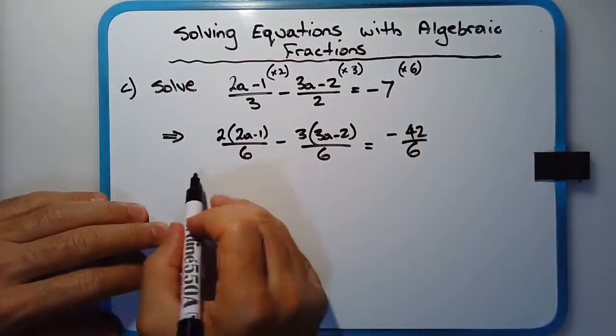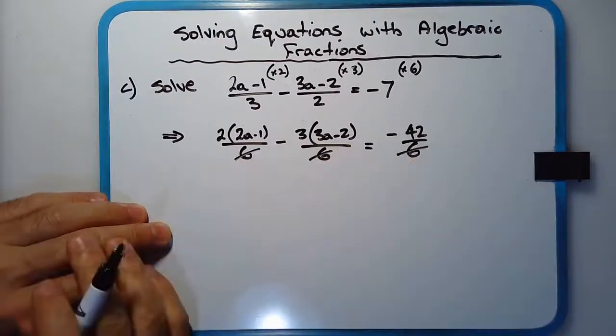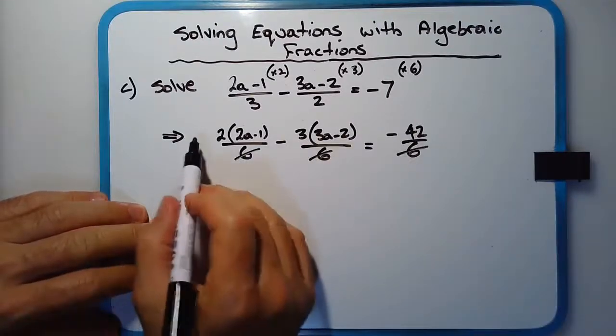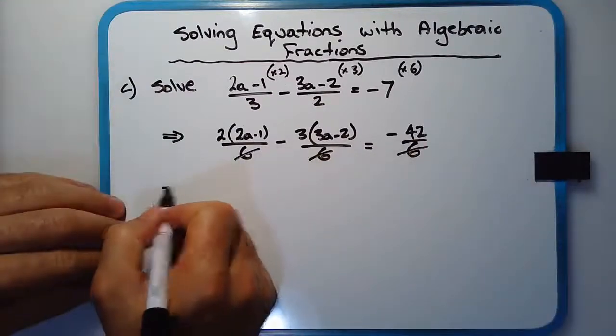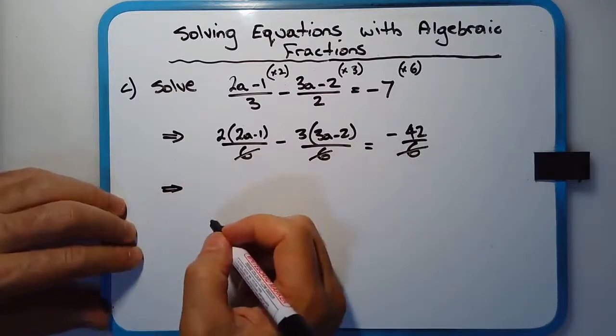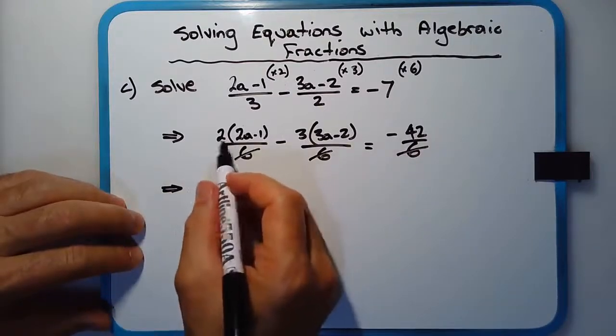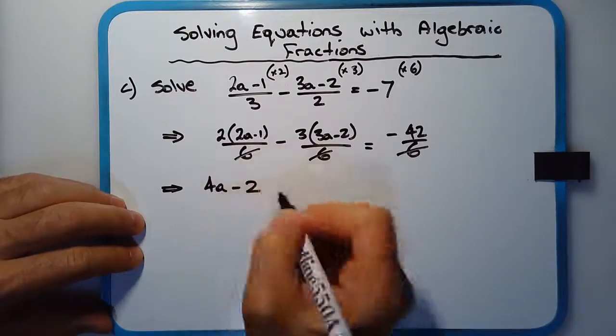Now that all the denominators are identical, we can in fact cross them off, so we don't actually need them. Let's now expand the brackets and form our simplified equation, and hopefully get to a solution. So 2 outside of (2a minus 1), you've got 4a minus 2.